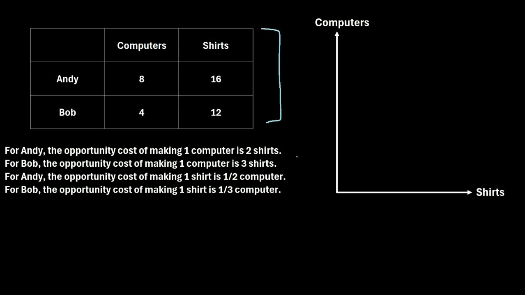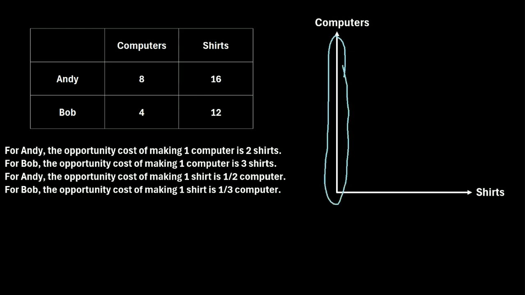Now, once we have both of these bits of information, we have everything that we need to draw the joint PPF. So a joint PPF is simply going to be a graph that shows us the maximum combination of each of these goods that these two individuals could produce if they were both producing goods. So here's how we actually draw it.